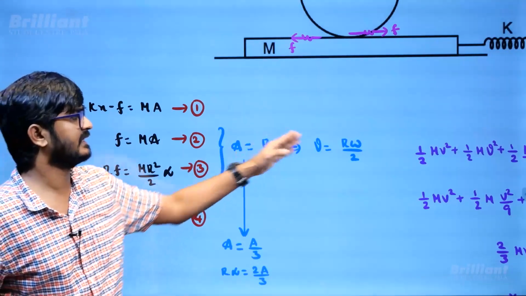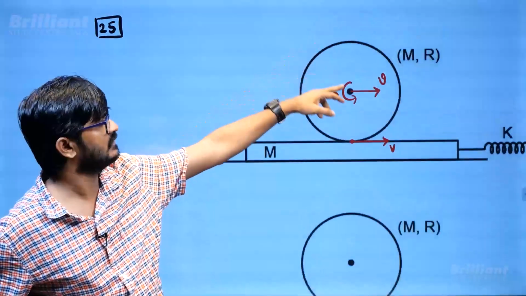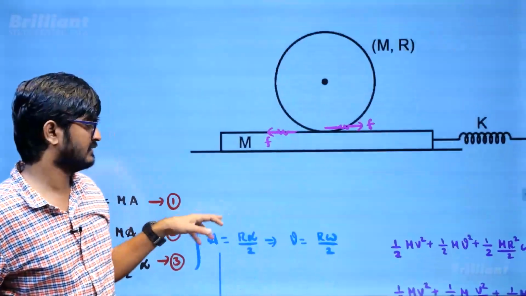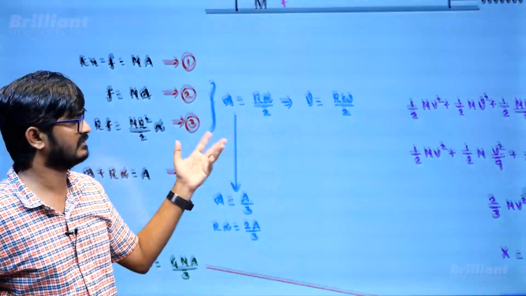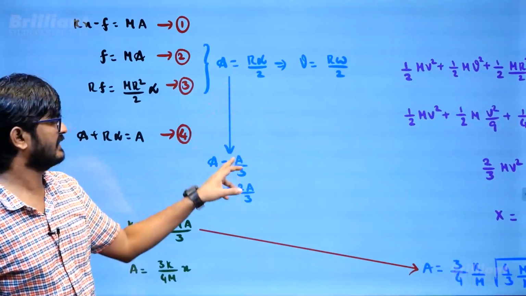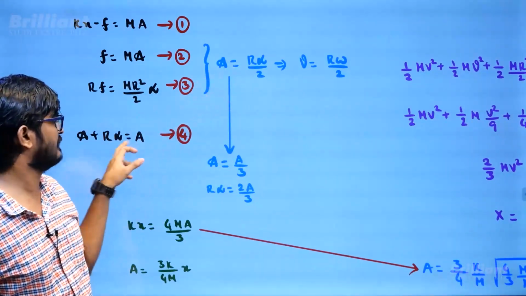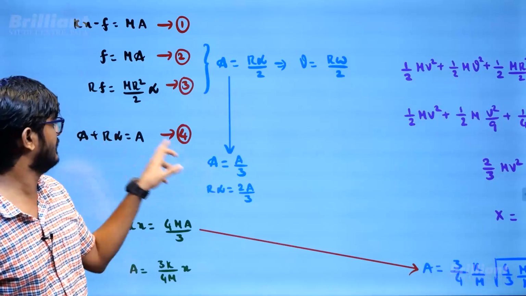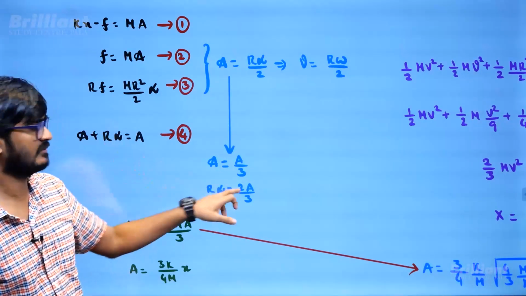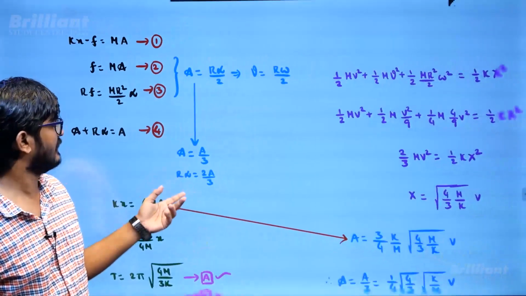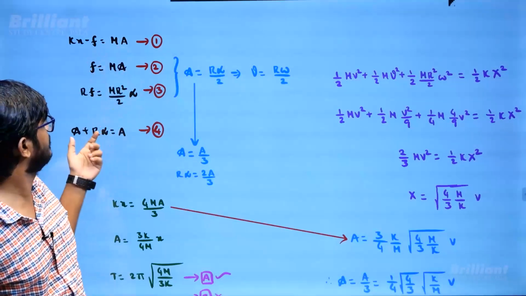So from there I can predict v will be equal to r omega, right? Yeah, integral dt, you can do that. And I can predict the relations also. I can just substitute it back and I can say this acceleration is going to be a by 3, this r alpha is going to be 2a by 3, everything. Now why I am doing this is so that I can substitute it easily here.